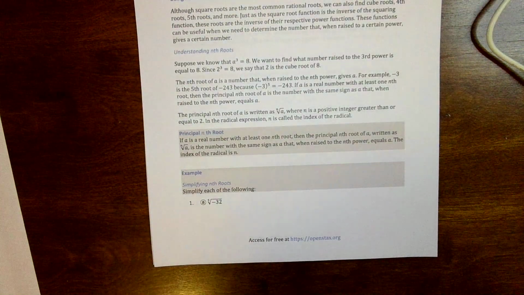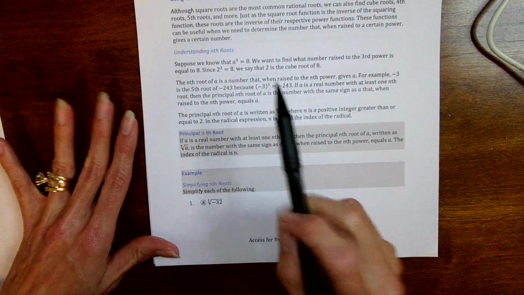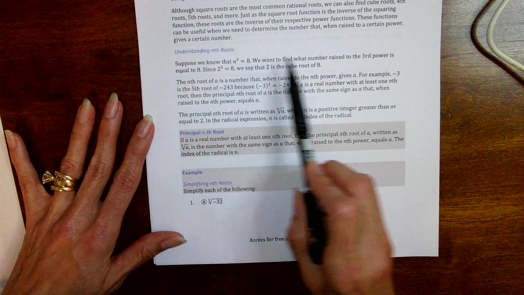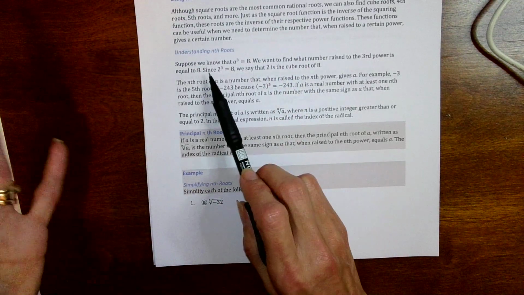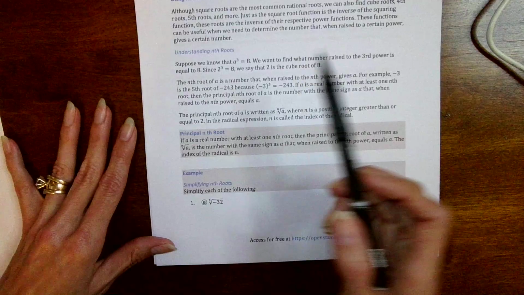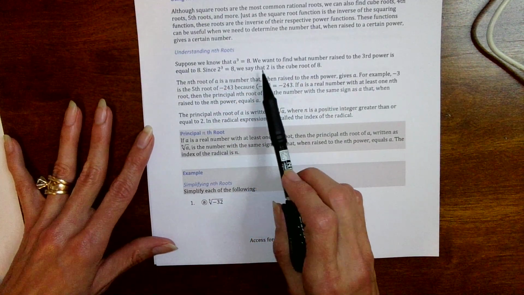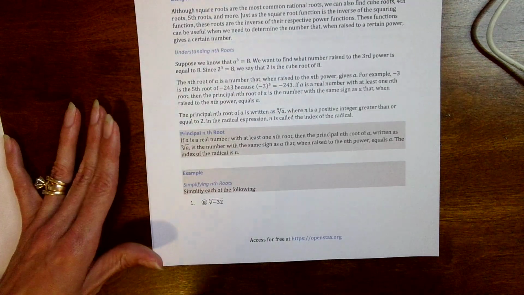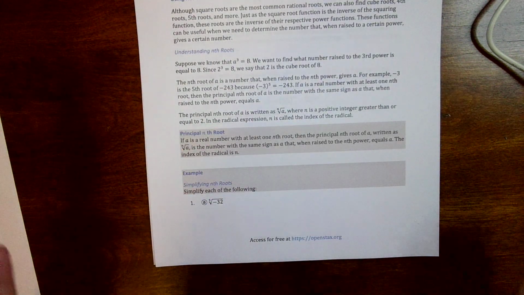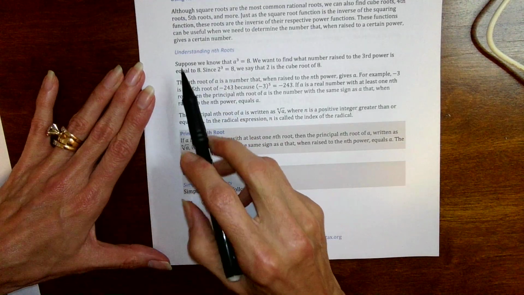Okay, so we have square roots used a lot. We can have other roots. So if I have a cubed equals 8, we want to know what number raised to the third power equals 8. We know that 2 times 2 times 2 equals 8, so we say that 2 is the cube root of 8. So you can also look up common cube roots if you want in your calculator, or I'm sorry, on Google.